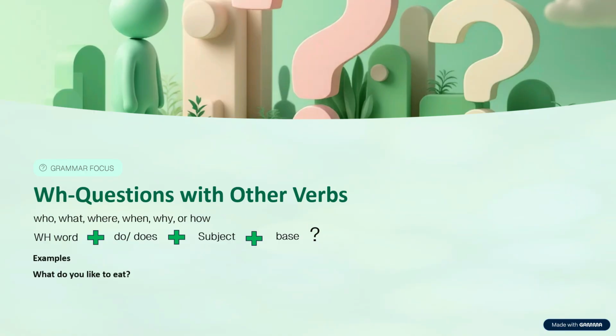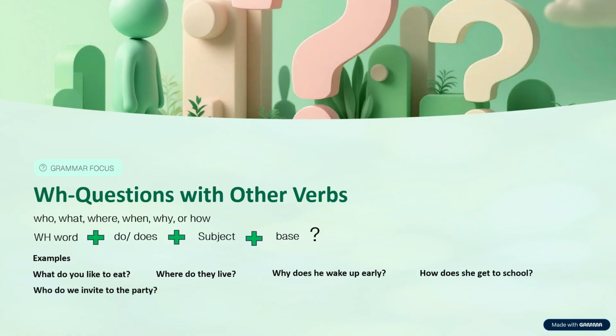What do you like to eat? Where do they live? Why does he wake up early? How does she get to school? Who do we invite to the party?